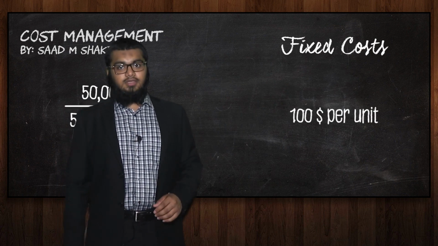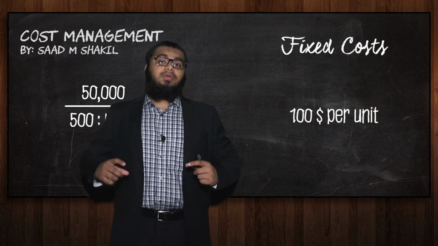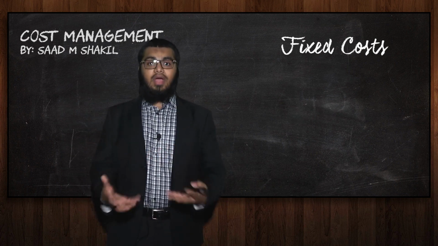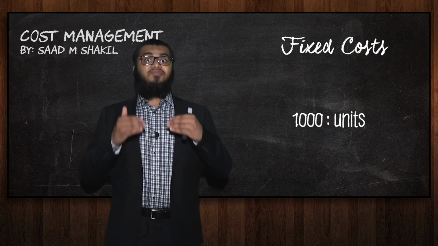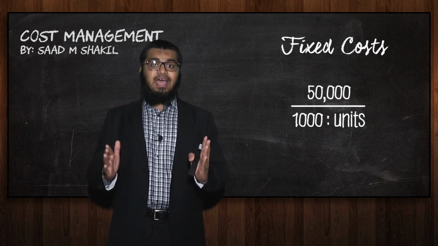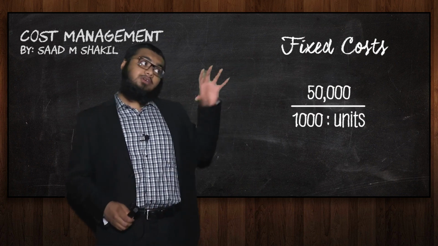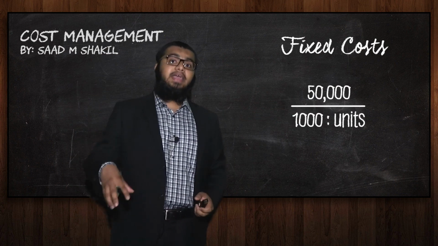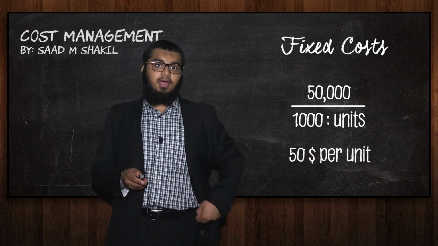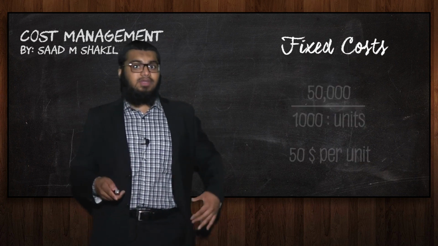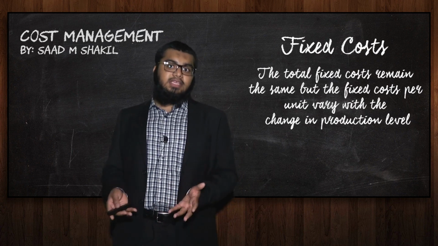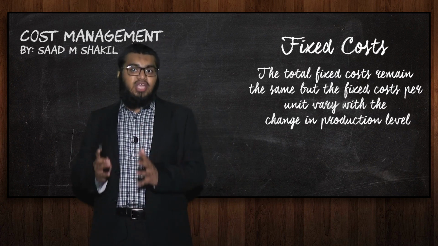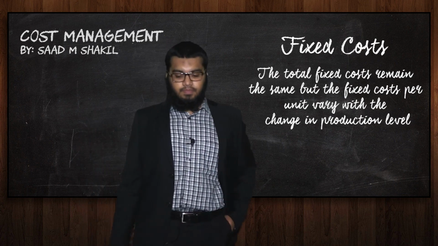$100 per unit. But if you're going to increase this production and you're going to produce 1,000 units, the fixed cost remains 50,000 as a total. But because it's going to be divided by 1,000 units now, the fixed cost per unit becomes $50 per unit. So that's how we said that the total fixed cost is going to remain the same, but the fixed cost per unit is going to vary with a change in the level of production.